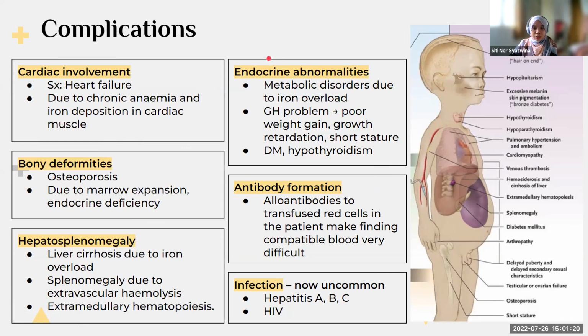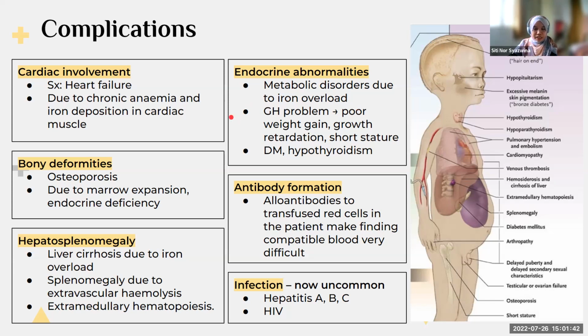The next is the endocrine abnormalities. Patient may present with many metabolic disorders due to iron overload at different sites. The first is patient may have growth hormone problem. So patient presents with poor weight gain, growth retardation, and short stature, and also patient may have risk of diabetes mellitus and hypothyroidism.